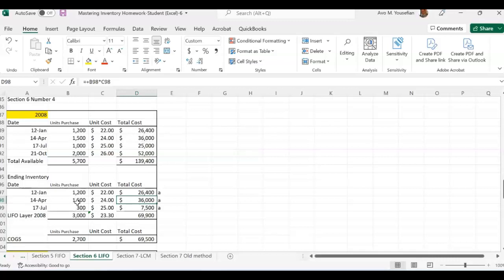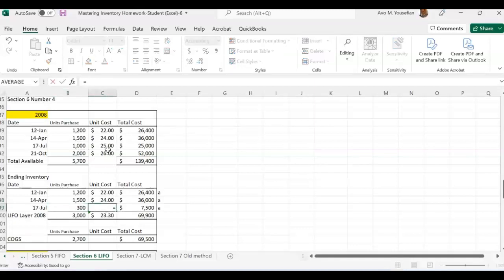But that's not enough either. We need another 300 units to get to 3,000. So we pick up 300 units from that July 17 layer. What's the cost? The cost is $25. 300 times 25 is $7,500. And then we add them up. That's 69,900 ending inventory in 2018.